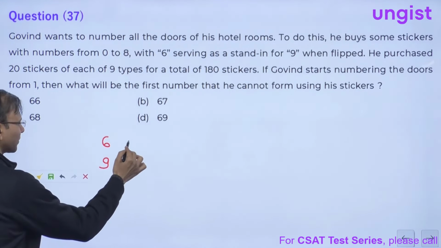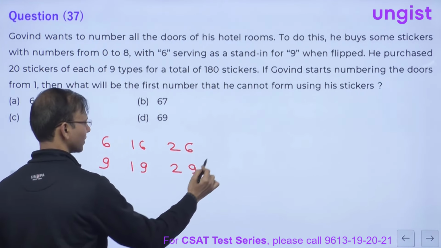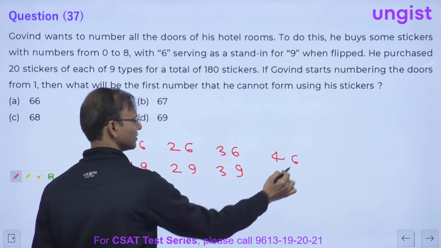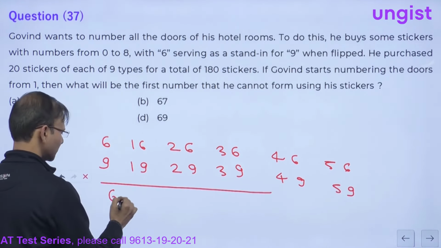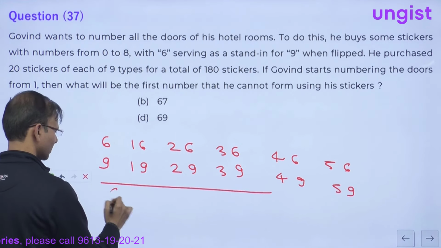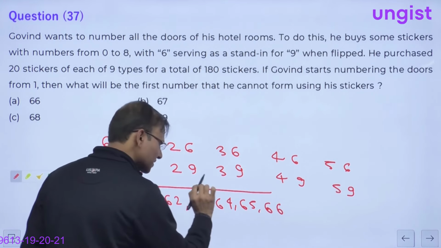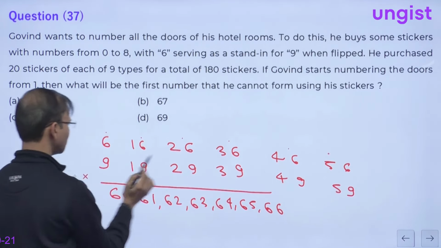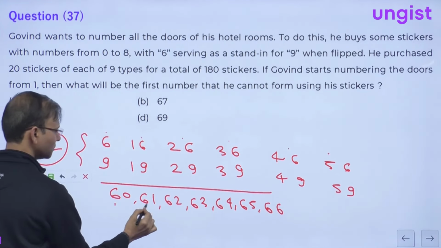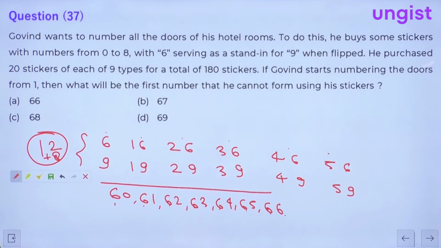Look: 6, 9, 16, 19, 26, 29, 36, 39, 46, 49, 56, 59, correct guys? After that, 60, 61, 62, 63, 64, 65, 66. Just count how many 6s he has used till here: 1, 2, 3, 4, 5, 6. Double of 6 is 12. So till here 12. Then 1, 2, 3, 4, 5, 6, 7 and 8. 12 plus 8 is 20. All are exhausted till 66. So till 66 he can write comfortably.